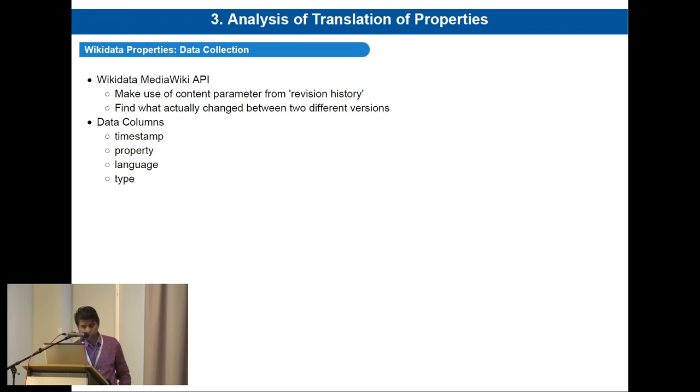What we did, we wanted to make use of content. So we started with every revision, and we took the content of each revision. We took the next revision, and we found the difference between these two revisions to find what exactly changes, which of the labels got changed. Because of that, we got much more interesting and accurate information than the previous approach, because it is very important for analysis that you make use of correct data.